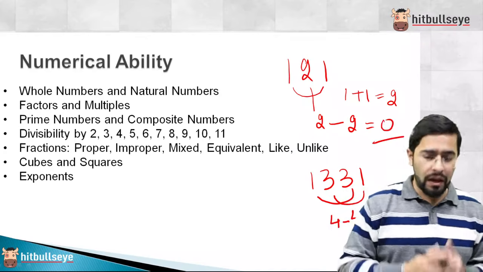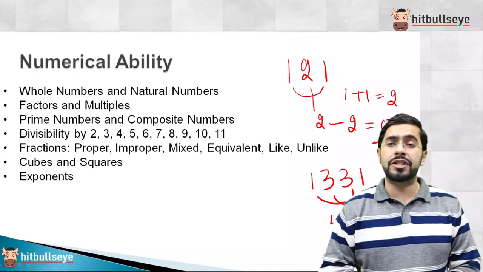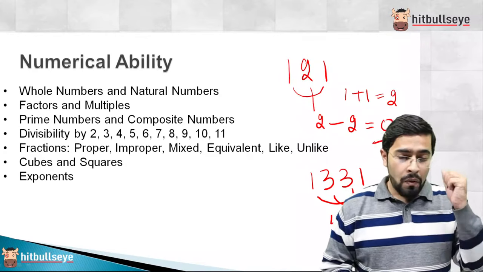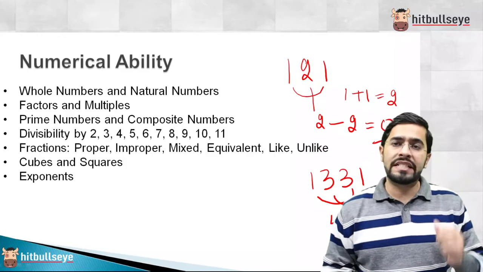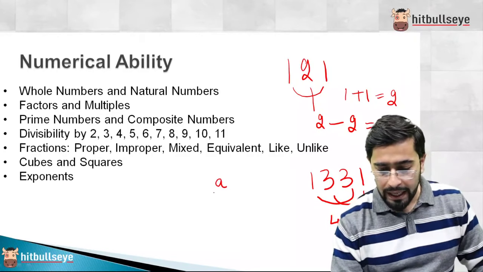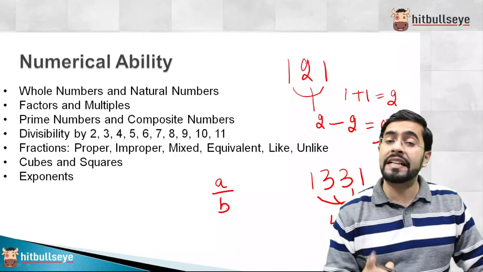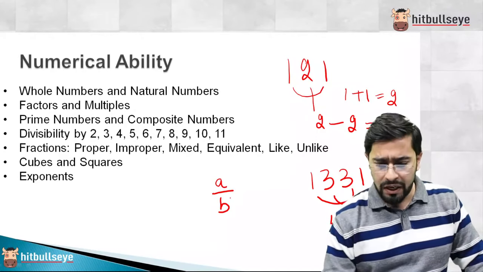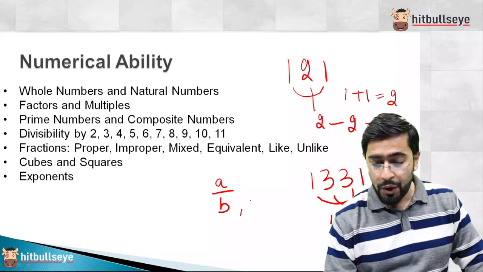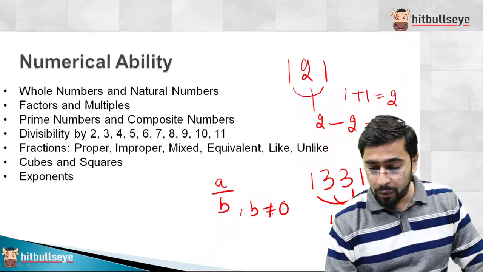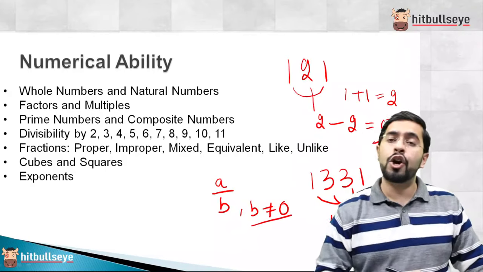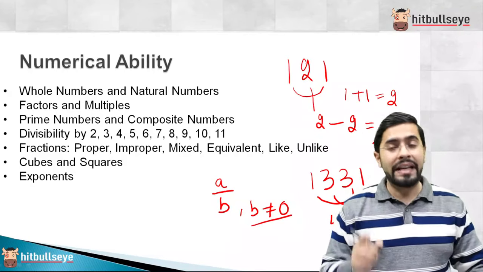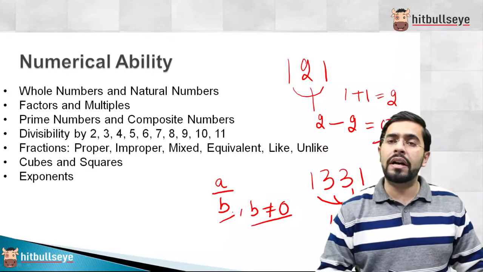So fractions, what are all the fractions that I've written? When any natural number is represented in the form a upon b, where a is a natural number or a whole number, and b is not equal to 0, because otherwise it would go to infinity. Only in that case it is called a fraction.